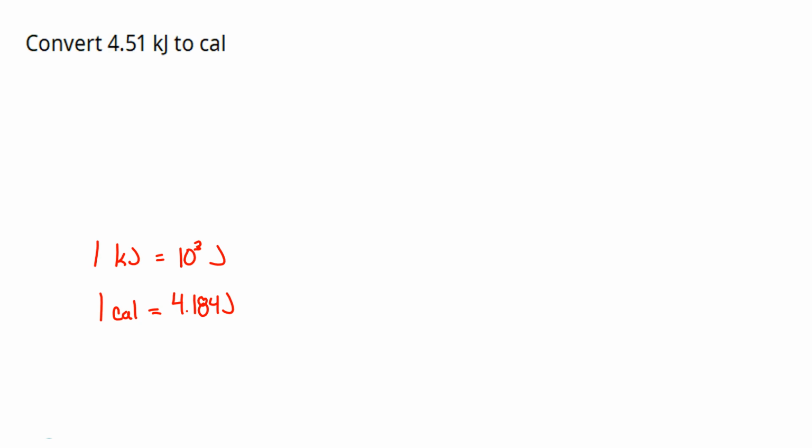Kilojoule is 10 to the 3rd, so it's 1,000. Wait, so then we have to divide it by 1,000. Kilojoule to joule, there will be more joules than kilojoules. So the number would be bigger. There's 1,000 joules in a kilojoule. Correct. So you multiply your kilojoule number by 1,000. That's your joules.